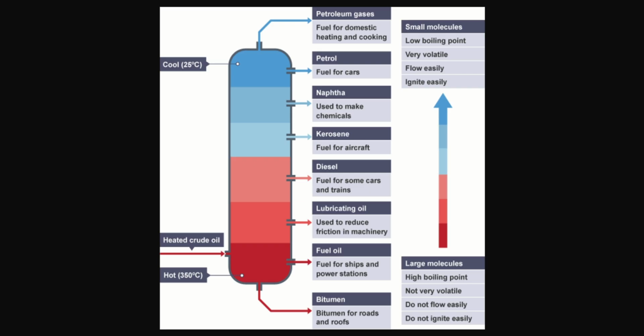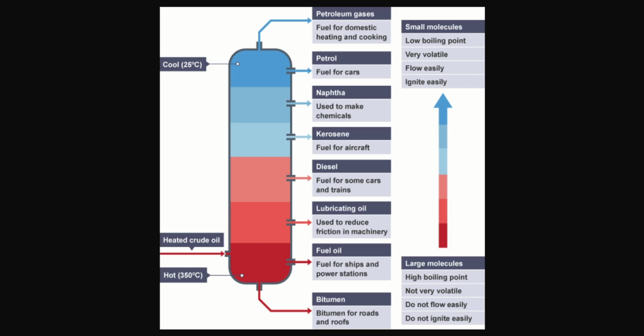So these small molecules have a low boiling point and are very volatile. So volatility is basically how fast it evaporates. So they evaporate very fast, so that's why they are very volatile. They flow easily, hence they are less viscous, and they ignite easily, so they are easily lighted. And there's also another one that is not listed in here, which is they have lighter colors, and basically the color darkens as you go down the fractionating column.